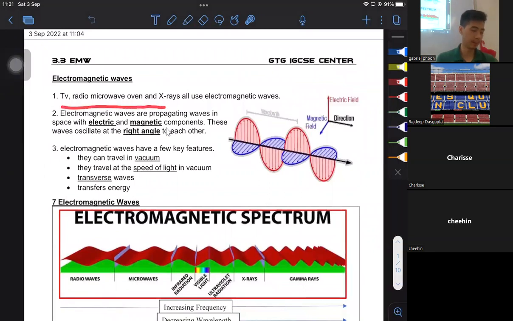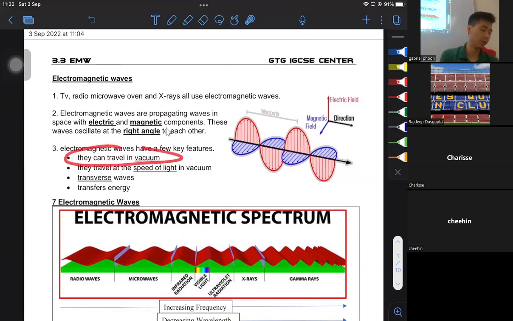TV, radio waves, microwave ovens, and even X-rays are all electromagnetic waves. Electromagnetic waves are propagating waves in space with an electric and also a magnetic component. These waves oscillate at a right angle to each other. Like I said, this one is going to oscillate this way, and this one is going to oscillate this way here. Electromagnetic waves all have a few key features.